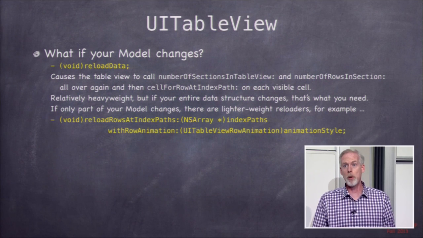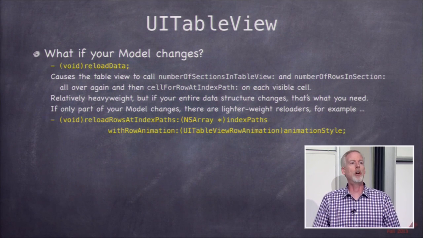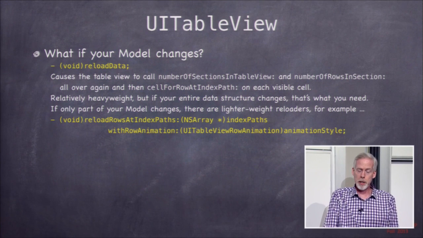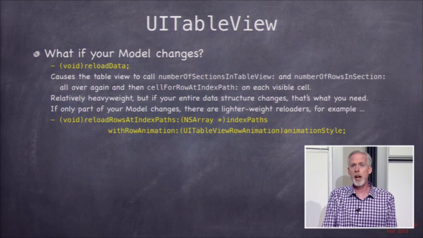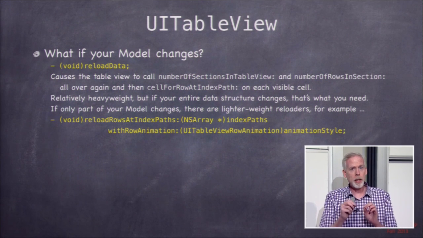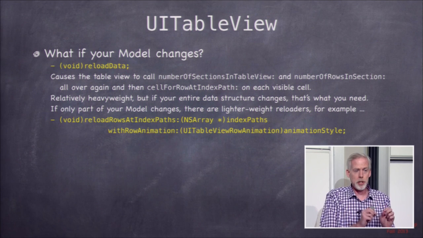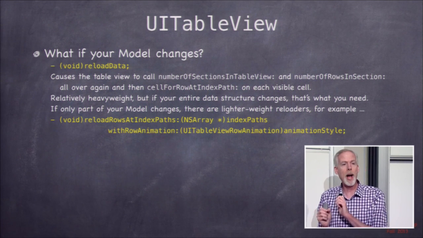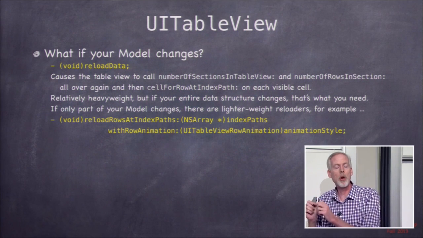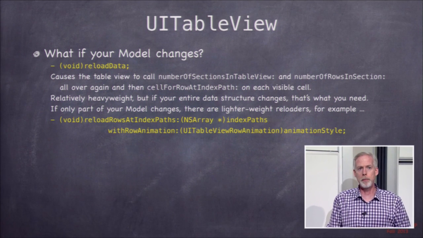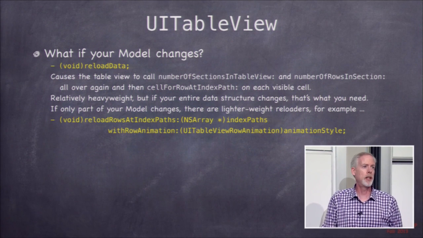So this is a fairly heavyweight operation. It's going to completely redo your whole table. But if your entire model changes, this might be an appropriate thing to do. That's certainly going to happen in our demo that we're going to write today. You can be more finely tuned if you know the changes in your model. You can call methods like reload rows at index paths and only change those rows. So it's kind of more fine-tuned reloading of your UI when your model changes, if you know what changed.